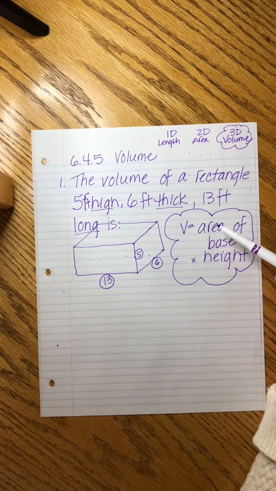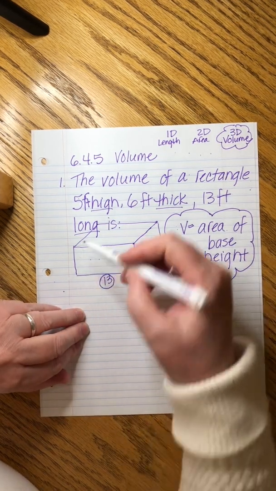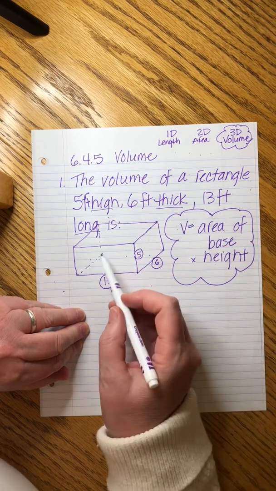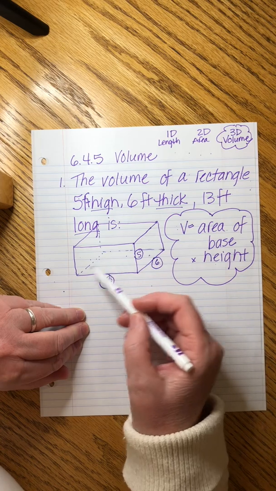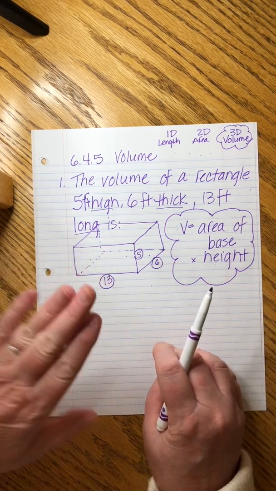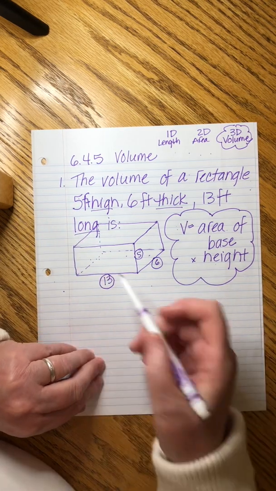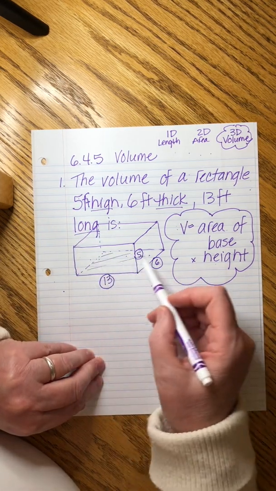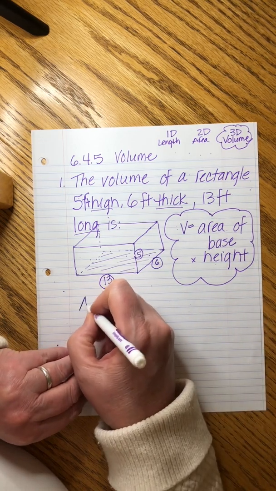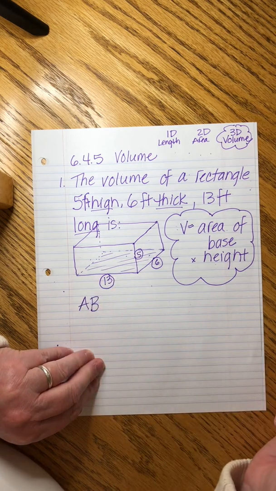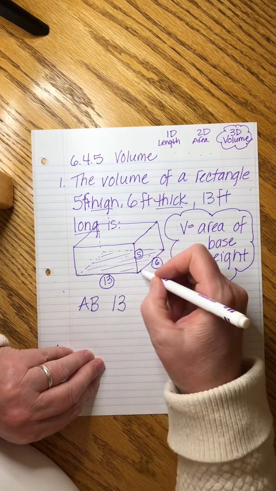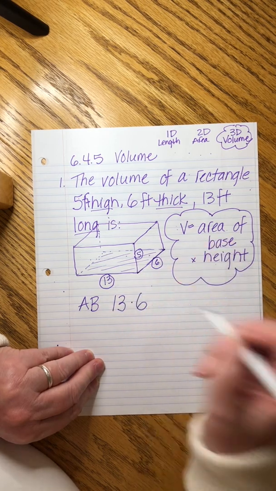Okay, so in these cases, what we're going to be doing is we're going to be imagining what the base of the object looks like. And the base would be the bottom, right? The part that's sitting on the table. We're going to find the area of that, and then we're going to multiply up by the height. So how do we find the area of this base, which I'm kind of coloring in so you can see? All right, well, the area of the base, which I abbreviate as AB, so I don't have to write it out every time, is going to be this dimension, 13, times this dimension, 6.